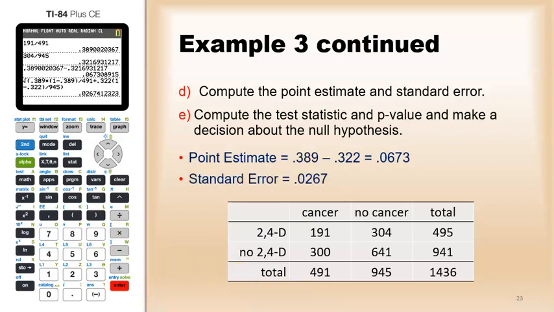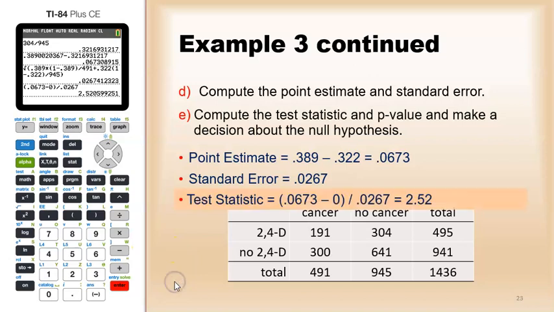Okay. Define the test statistic. Once we have our point estimate and standard error, the test statistic is going to be the point estimate, 0.0673, minus the null value of 0, which really doesn't matter if you do that or not. For this case here, subtracting 0 doesn't change anything. Divided by the standard error, 0.0267. So the test statistic is 2.52.